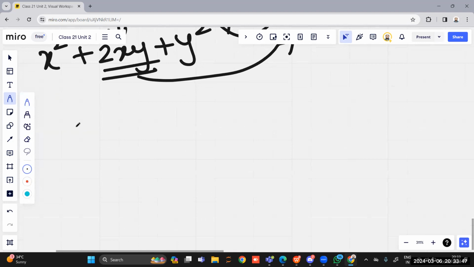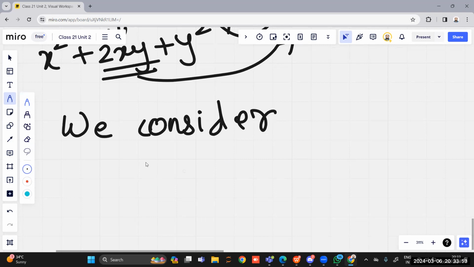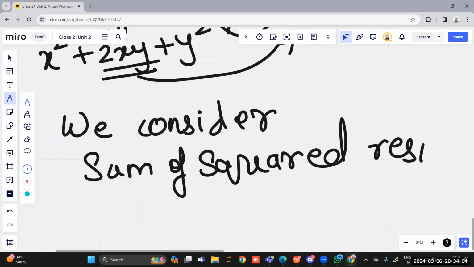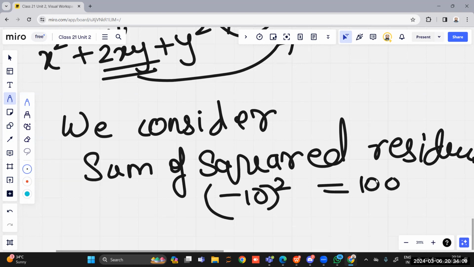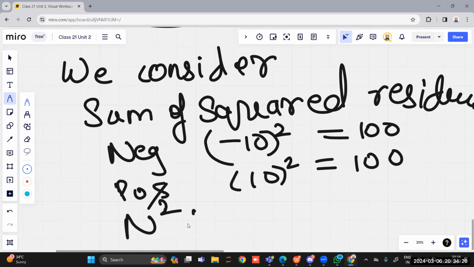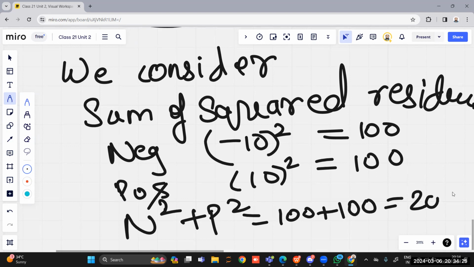Please remember. So we consider the squared sum of squares residuals. What do we generally do? Residuals. We have seen that it was coming -10, so generally we square it, so it will be 100, and we square the positive also, then it's 100 also, and then we add. This is for the negative side, downside, and this is for the positive side. Now we add n square plus p square. So it will be 100 plus 100. So it is 200. Yes or no, Zaid?